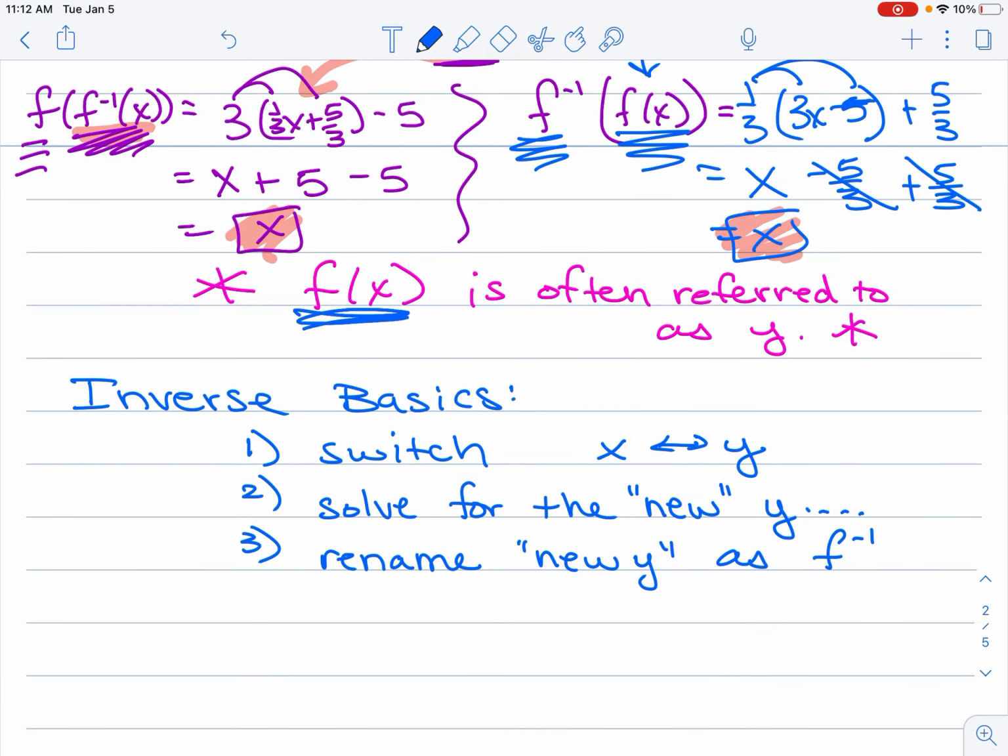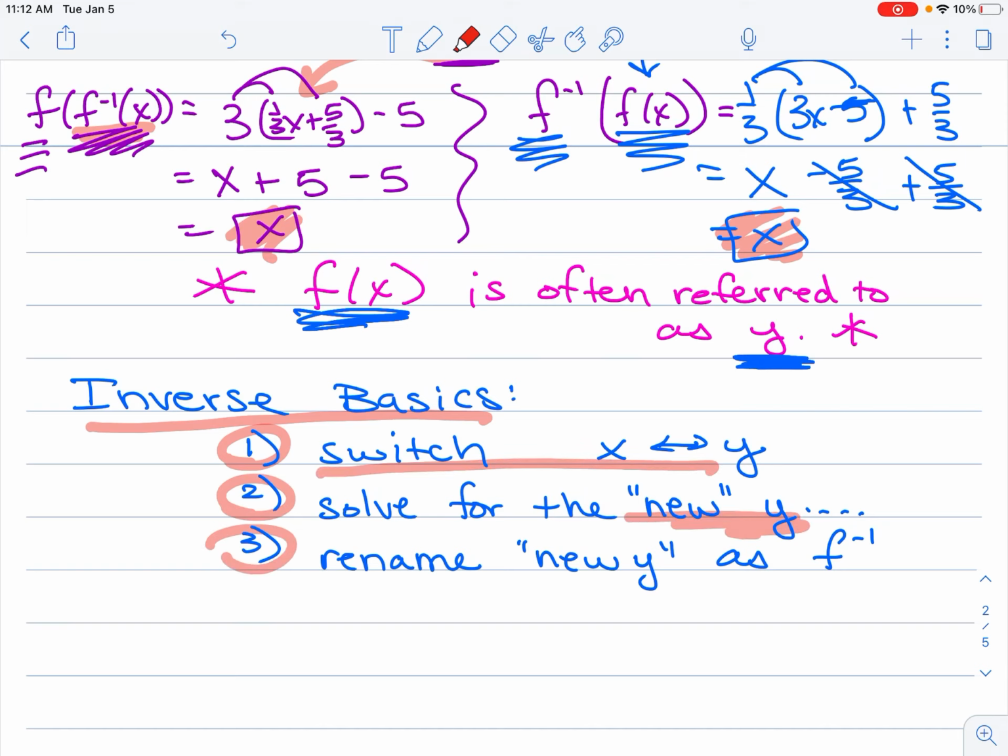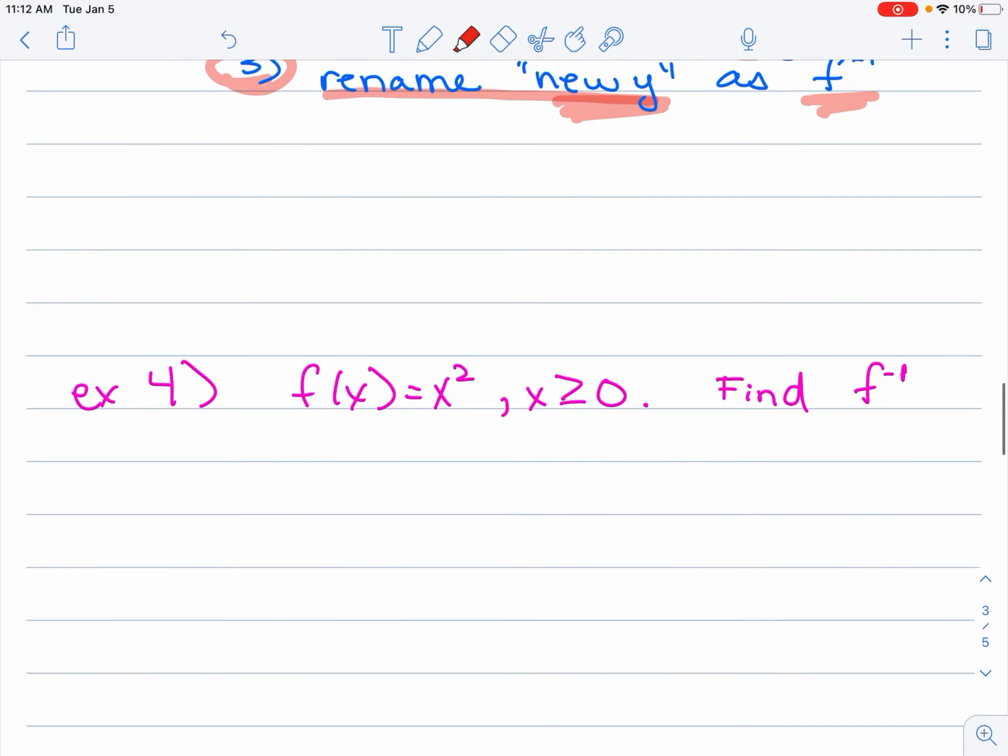And remember too, f of x is often referred to as y and vice versa. Okay, so here are your inverse basics. Step 1, to find the inverse, we switch the x and y. Step 2, we're going to solve for the new y. And step 3, we'll rename the new y as f inverse.